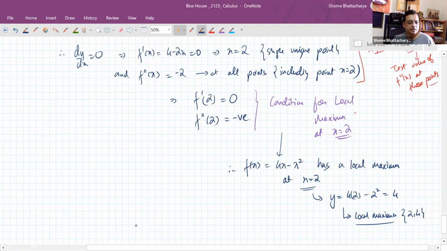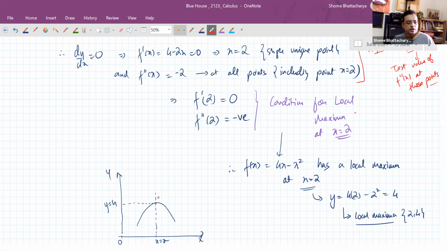So what we expect is that the graph of the function should reach a sort of temporary peak at the point x equal to 2. And the value of the function at that peak should be equal to y is equal to 4. So it has the local maxima at this point.